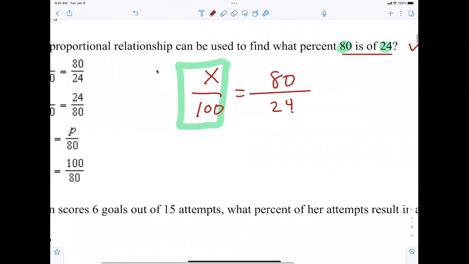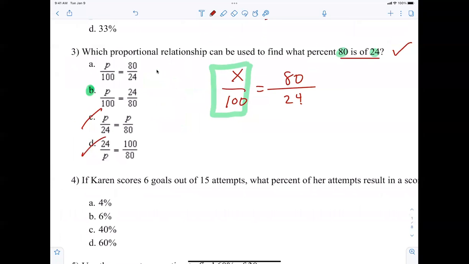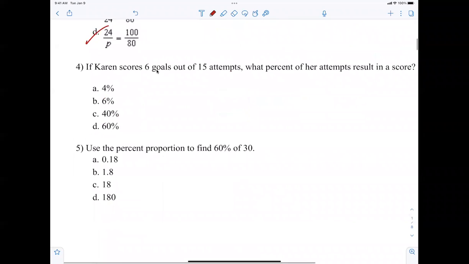No, I know. It doesn't say that though. It doesn't say 80%. It says find what percent. We're looking for the percent. You see what I'm saying now, right? That's important. I'm glad you asked. So that was a hard one. Let's look at the next one.